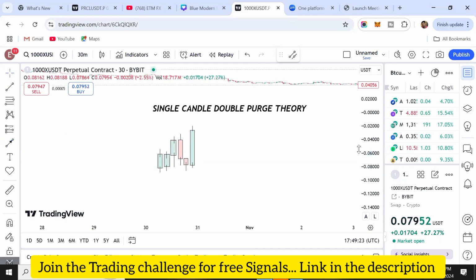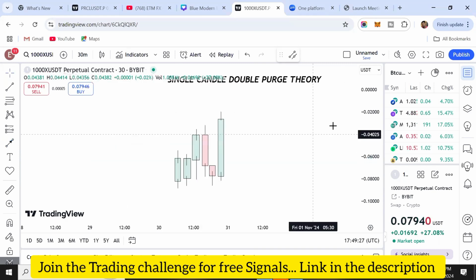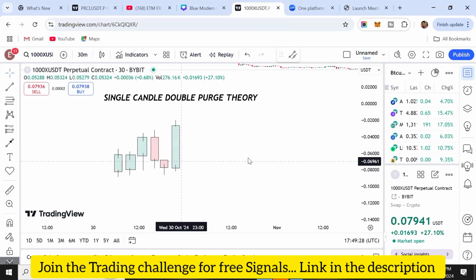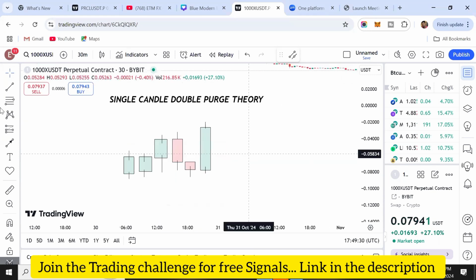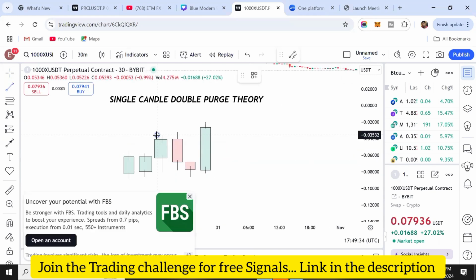Now, the point where we actually want to know where buyers and sellers were taken out is where it gets very interesting. That's where the magic usually happens. Now, look at this candle. Can you see that the wick of this candle took out the high of the previous candle? And the wick of this candle took out the low of this candle.